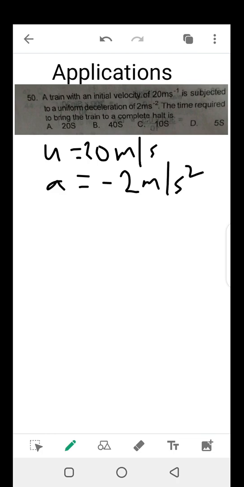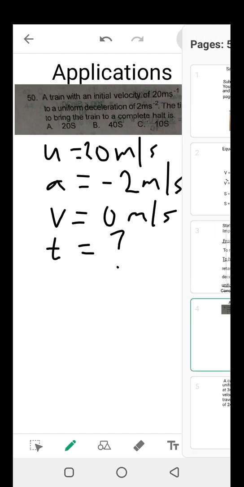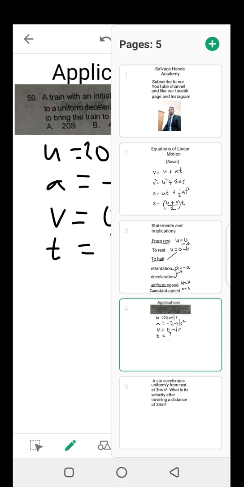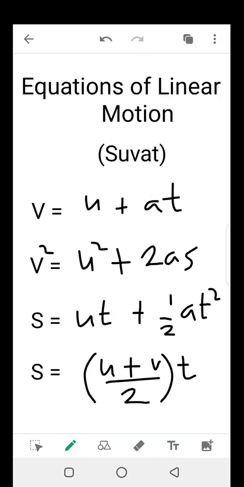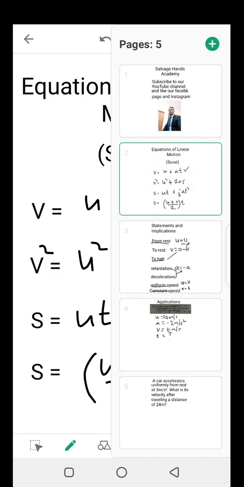Then they ask us the time required to bring the train to a complete halt. Can you see the word there? Halt, H-A-L-T. That means to rest. So for rest, we know that V, the final velocity, equals 0 meters per second. Now they're asking us to find time. From the SUVAT equations, we look for the equation that combines U, A, V and T. That is just the first equation, so that's what we're going to apply: V equals U plus AT.